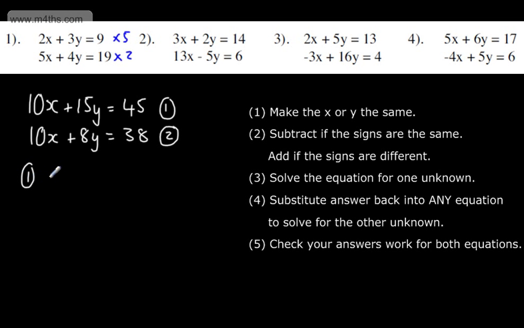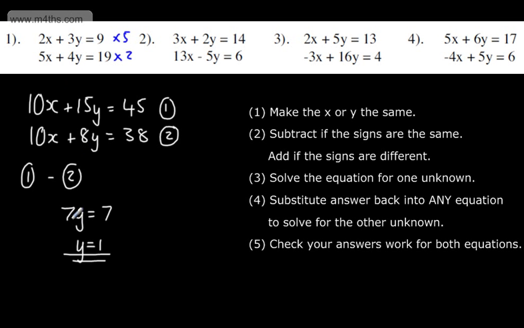So what we're going to do then is now 1 minus 2. 10x minus 10x is going to give me 0. 15y minus 8y is 7y. 45 minus 38 is 7. So y is equal to 1. We can substitute that back in. Now, I can substitute this back into any one of these equations. It does not matter. It's my choice.